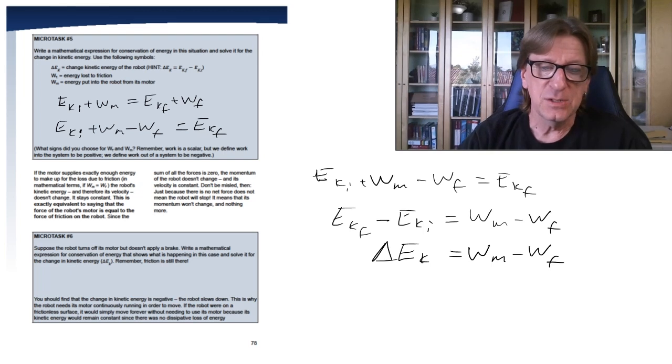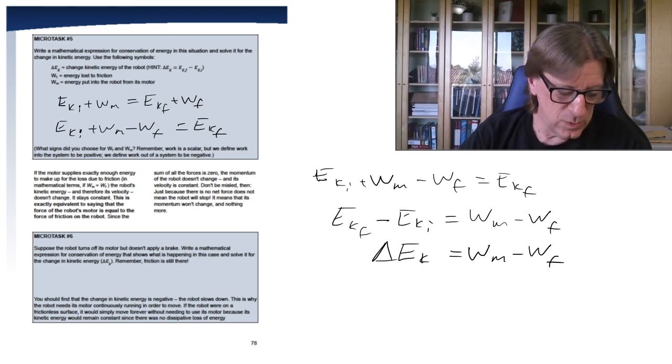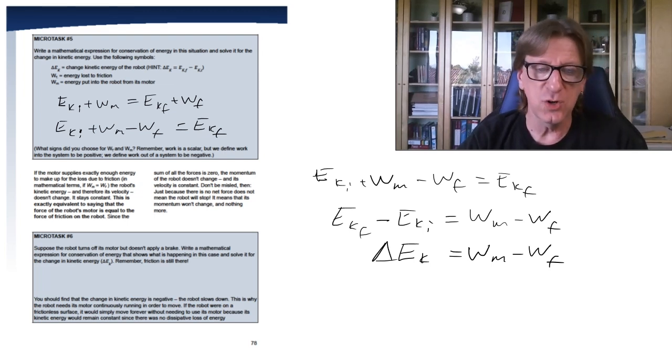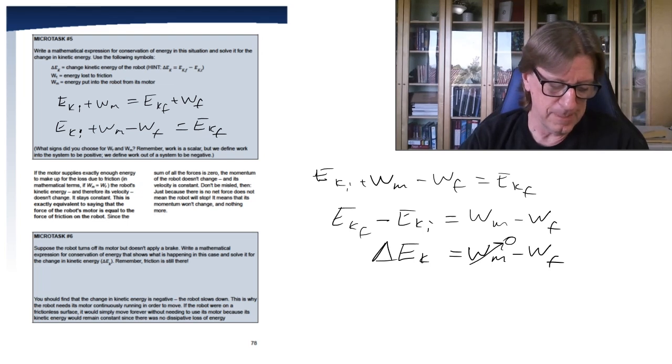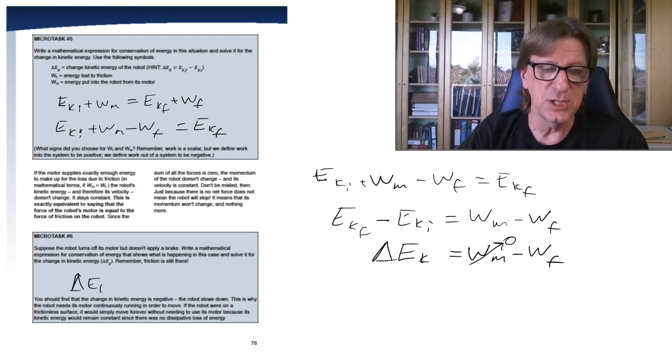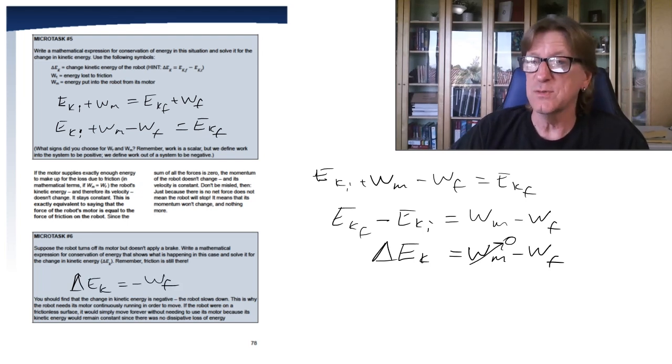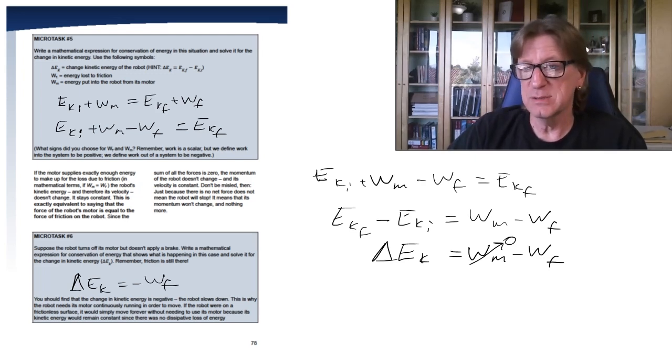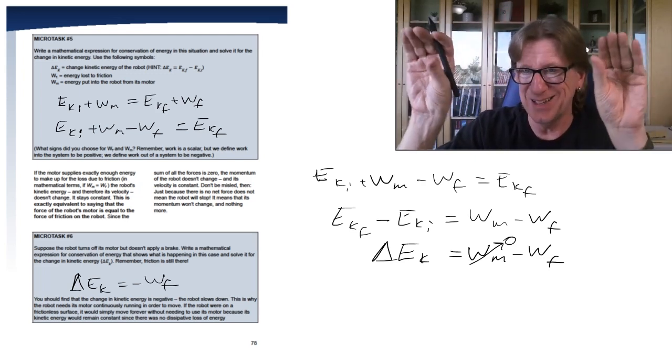Okay, so let's take this situation then, and let's look at the next problem here in microtest 6. So suppose the robot turns off its motor. So this is going to be 0, right? If that's true, then what's left? Well, that's pretty straightforward, right? My change in kinetic energy now is simply equal to the work lost to friction, right? And we've got it negative here because I've gotten rid of my two sides, if you see that.